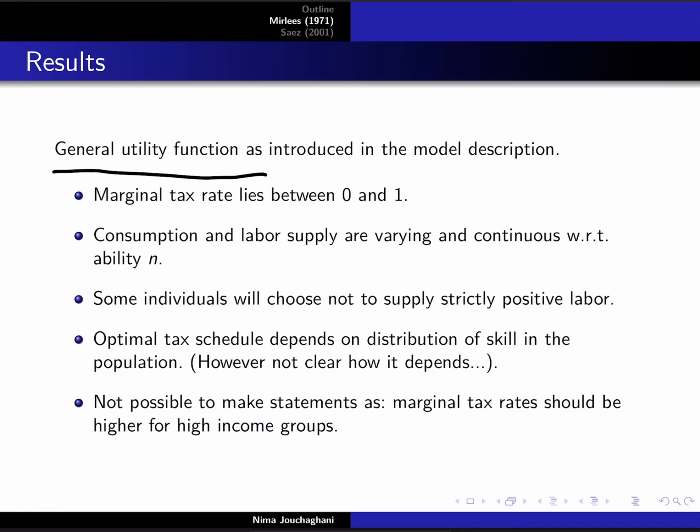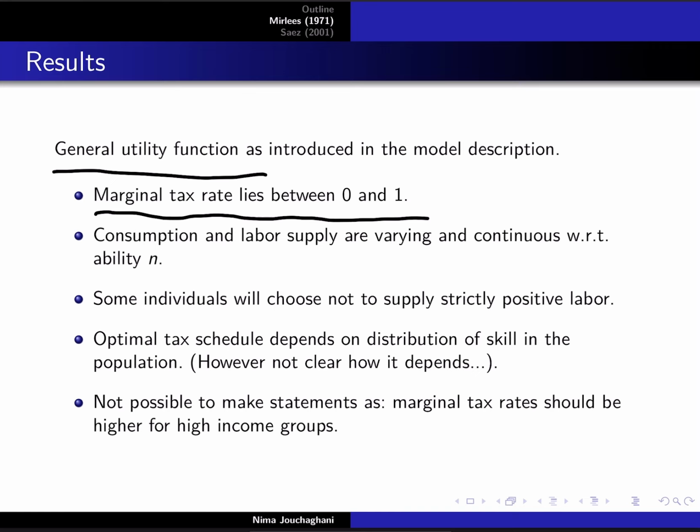The first one is like what I showed you before. The marginal tax rate lies between 0 and 1. So you do not need to have overcomplicated tax schedules, but it's sufficient to consider tax schedules where the marginal tax rate is between 0 and 1. Then another feature is that consumption and labor supply, the solutions of the individuals' optimization problem, are varying and continuous with respect to ability n. Then some individuals will choose not to supply strictly positive labor. This was proposition one.